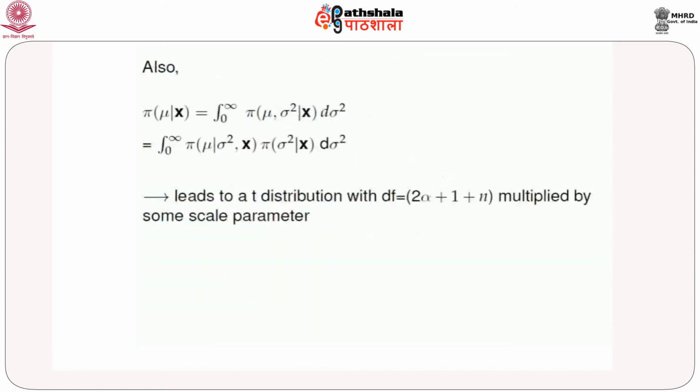It can be easily seen that it basically leads to a t distribution with degrees of freedom 2 alpha plus 1 plus n, and we have also some scale parameter multiplied by it.